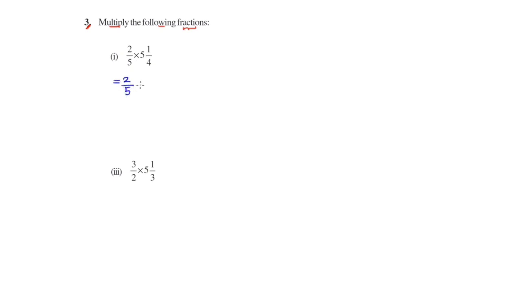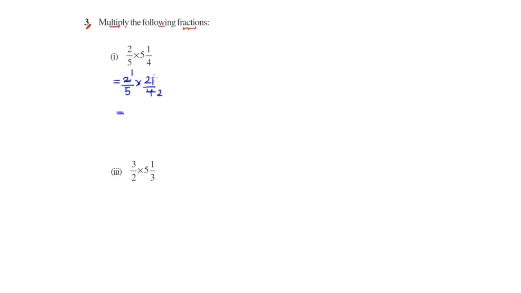So starting our question, we first write 2 over 5 times. Now we multiply 5 and 4 to get the product. 5 times 4 is 20 and we add 1. So we will write 21 over 4. Now what we have discussed already, we will reduce it. So 2 times 2 is 4.